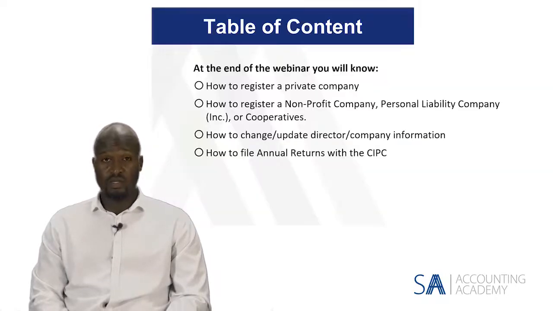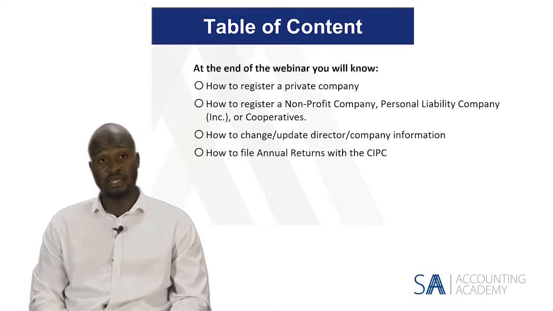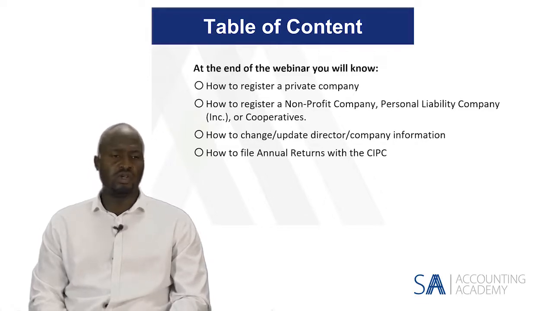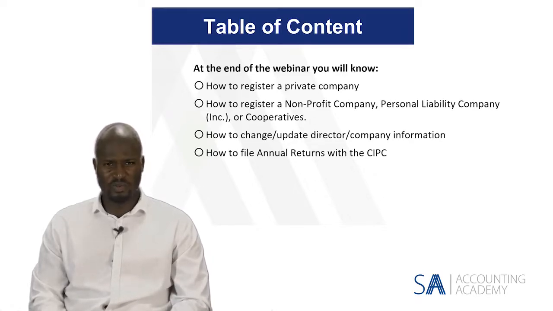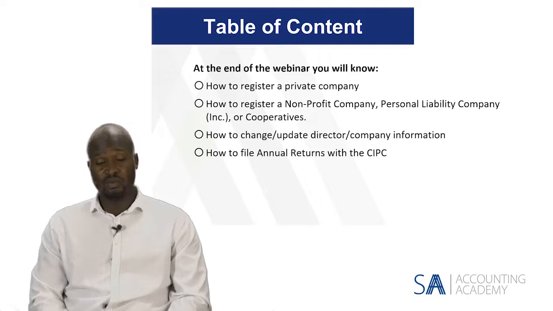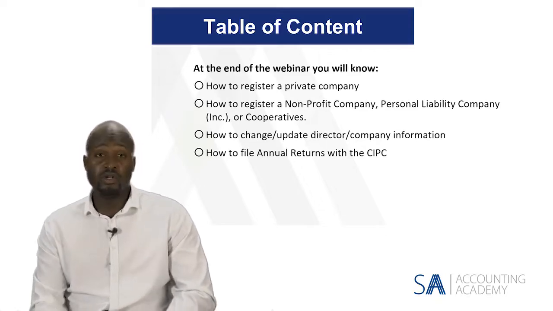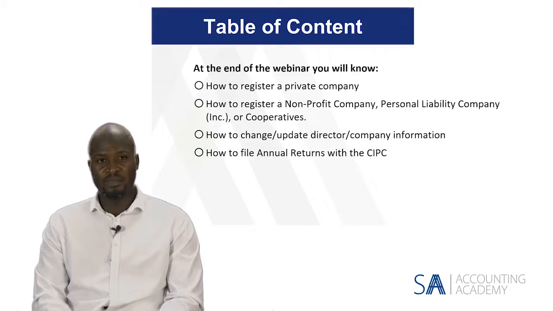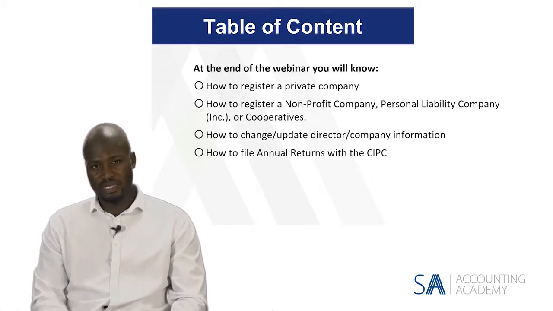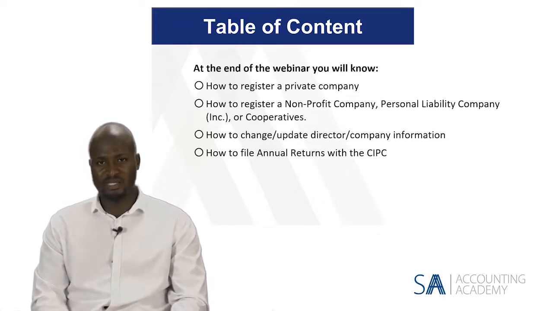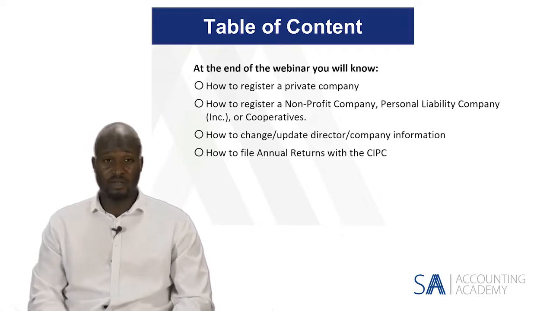Hopefully, luckily, there are a few sections from this learning that will be practical. We'll show you in a real life situation how to file an annual return with the CIPC. The first one, how to register a private company, I'll do practically with you, and we'll go through it together. The other three types of companies, NPC, personal liability, and cooperatives, I'll just take you through the theory so you've got a full understanding of how to do it.